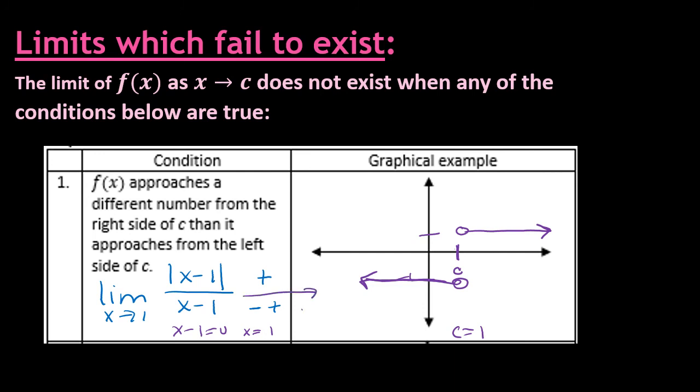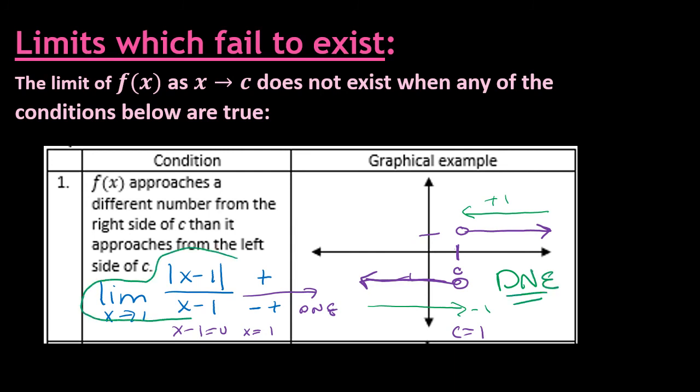Okay, so the limit does not exist because as I approach the C, which in this case is 1, as I approach 1 coming in from the left, I approach a y value of -1, and as I come in from the right, I approach a y value of +1, so my overall limit does not exist. Make sure you know this function. Okay, we can talk about it in class if you're still confused about that.